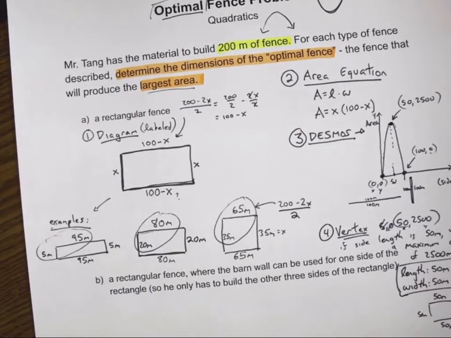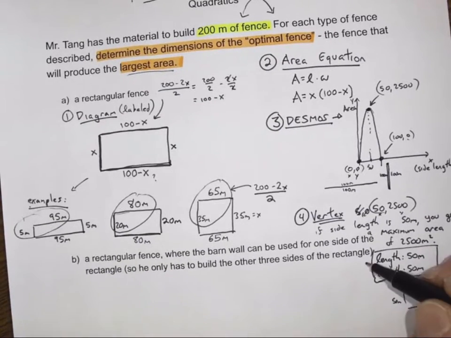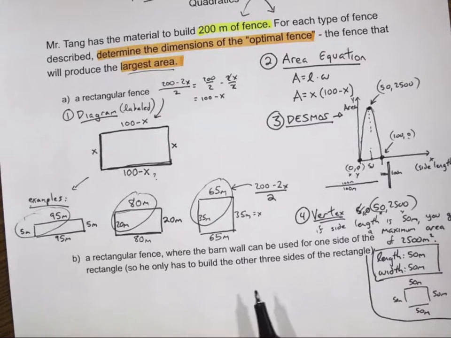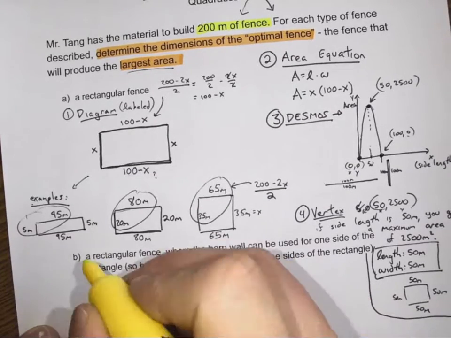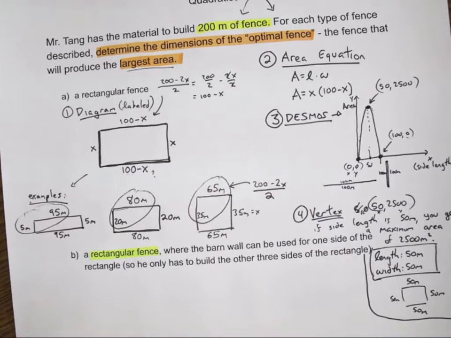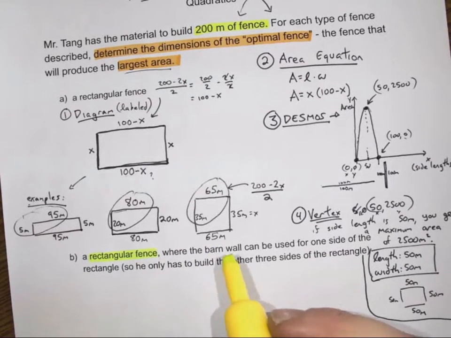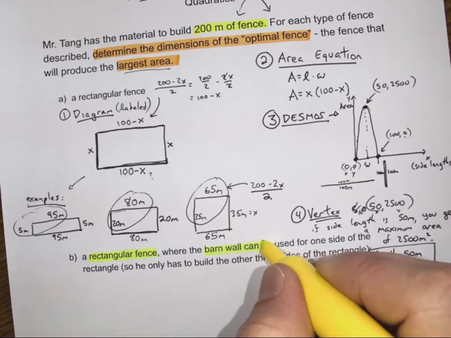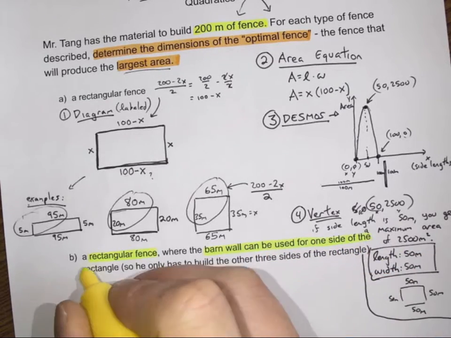Great. Okay. So moving on, maybe I'll put a little line here so I don't get confused. And we'll look at question B. Okay, so question B, again, we talk about a rectangular fence, rectangular. Still have 200 meters of fencing. And there's a key here. It has a barn wall that can be used for one side of the rectangle.